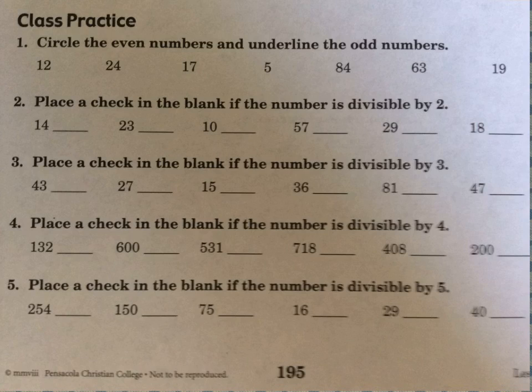The last one, 47. 4 plus 7 is 11. 3 does not go into 11 evenly. So we know this is not divisible by 3.